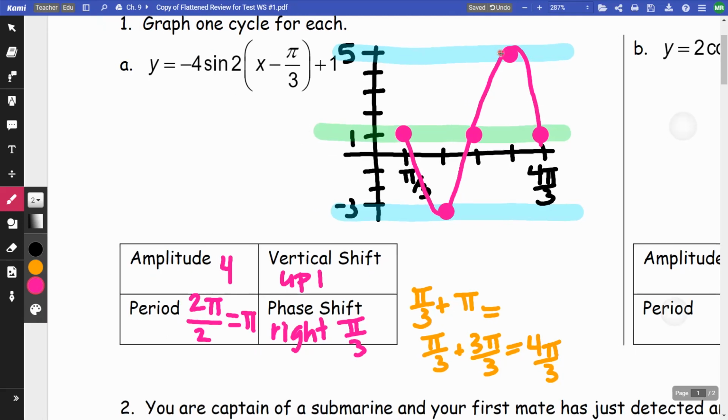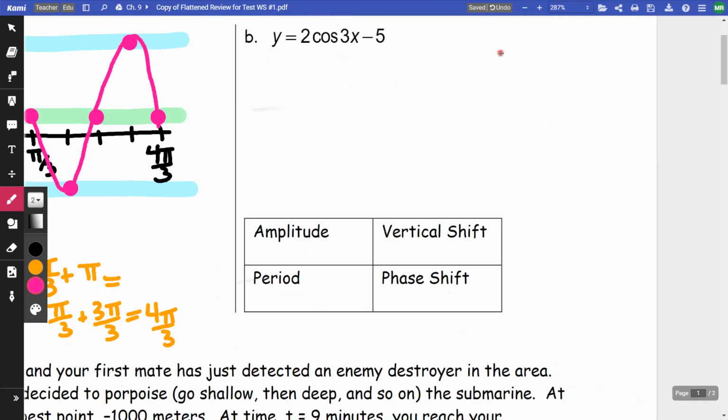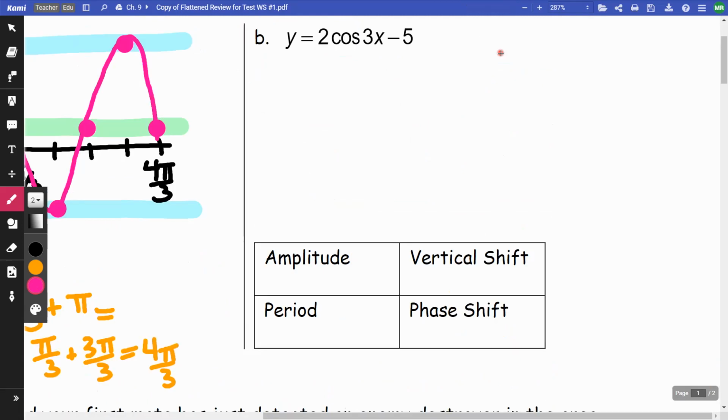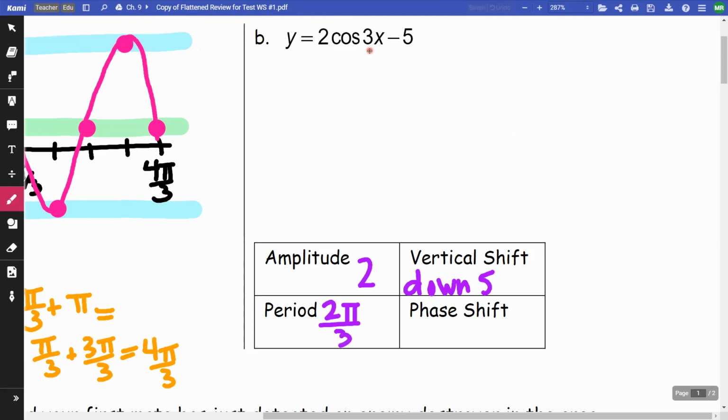On letter B. For this one, our amplitude is 2. Our vertical shift is going to be down 5. Our period is going to be affected by this 3. We have 3 full cycles within 2 pi distance. So I take 2 pi and I split it into 3 equal pieces. So they're each going to be 2 pi thirds. And phase shift, nothing's happening to this x before it's being multiplied by the 3. There's no parenthesis. So this is none.